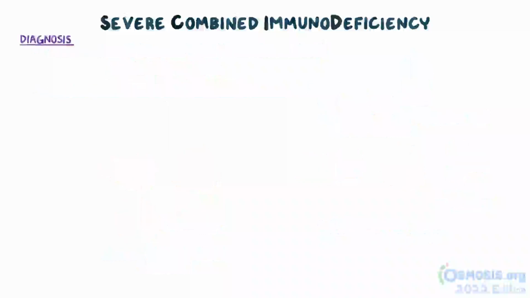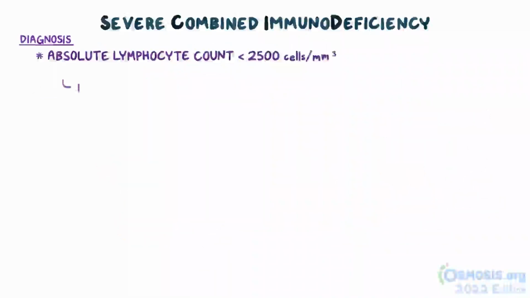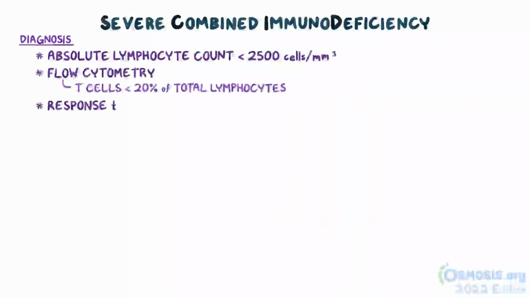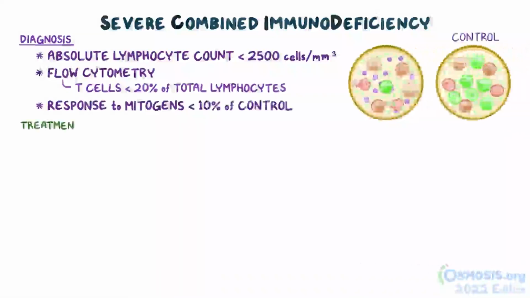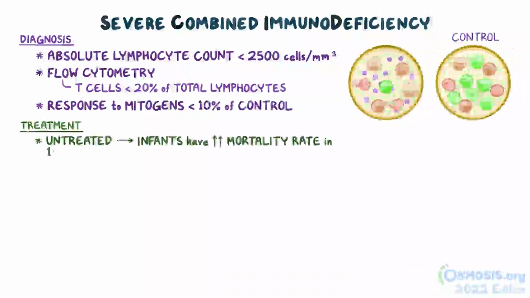Diagnosis of SCID requires an absolute lymphocyte count lower than 2,500 cells per cubic millimeter, with T cells making up less than 20% of the total lymphocytes in flow cytometry, and a response to mitogens that's less than 10% of the control response. If left untreated, these infants have a high mortality rate in the first year.